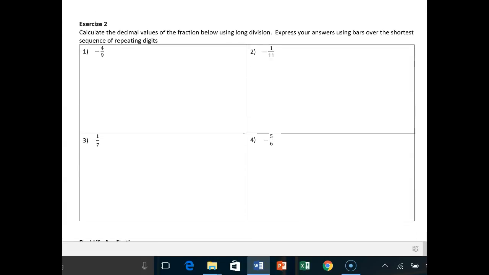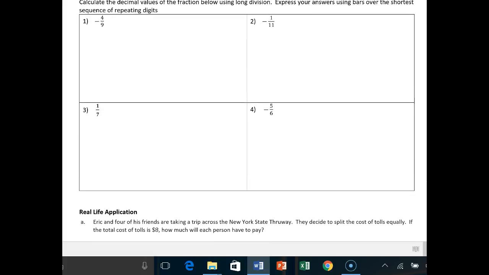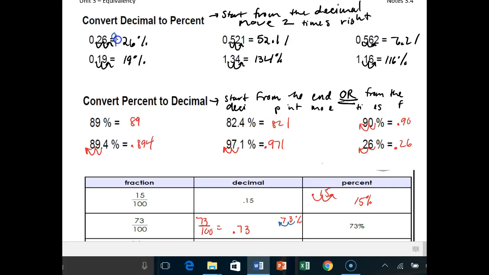All right, exercise 2, calculating decimals. Express your answers using bars over the shortest sequence of repeating digits. Basically, we're just calculating repeating decimals. You can ignore the negative signs here. We don't need anything like that. So, what's the mantra? It's bottom. Oops, sorry about that.